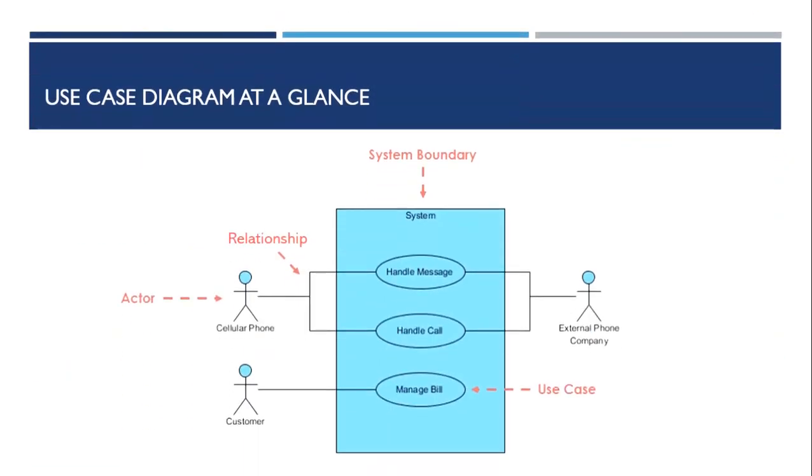So this is a use case diagram at a glance. It is a simple template, a very simplified use case diagram, so that you can understand each and every component of it. Here we have a system which is represented using a rectangle, and these are the system boundaries. These stickman figures are our actors. They are labeled as cellular phone, customer, external phone company, and the lines here represent the relationships between these use cases and the actors, and obviously the ellipses are the use cases.